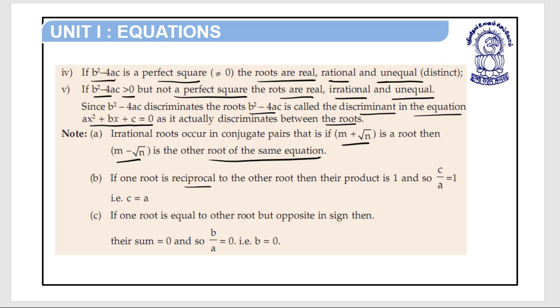If one root is reciprocal to the other root, then their product is 1, and so c by a is equal to 1. So c is equal to a. If one root is equal to the other root but opposite in sign, their sum is equal to 0, and so b by a is equal to 0. So b is equal to 0.